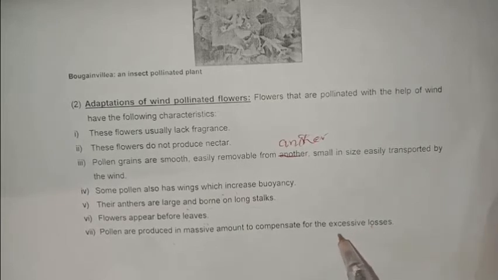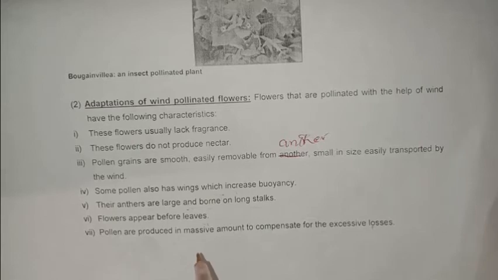Due to the possibility of loss of pollen grains in the wind, a large amount is produced. Just like external fertilization takes place in animals in water, to compensate for the loss of eggs in water, fish and frogs release a massive amount of eggs. Similarly, wind pollinated flowers also produce a large quantity of pollen grains to compensate for the loss of pollen grains in the wind.